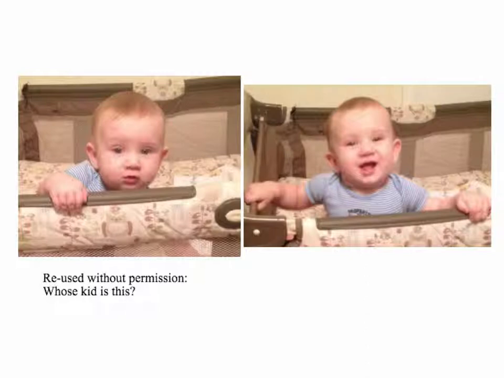Like, this photo was used without permission. Oh wait, that's my son. He's a cutie. This is Justice Isaac Burkhead, and he's cute.